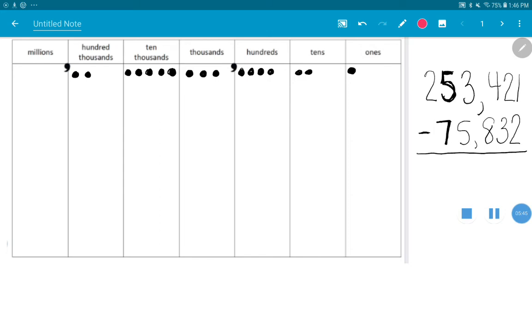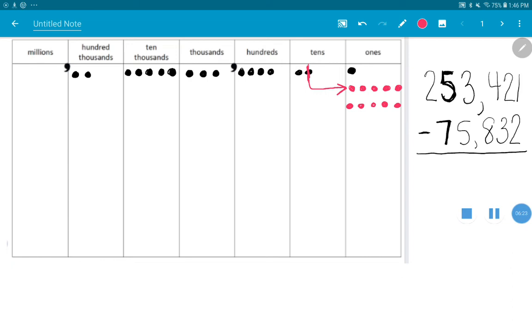You go to the tens and borrow from the 10. Yeah, I'm going to take one of my 10s away, and I'm going to exchange that 10 for ones. How many ones does it take to equal 1 10? 10. So I'm going to add 10 ones. 1, 2, 3, 4, 5, 6, 7, 8, 9, 10. Okay?